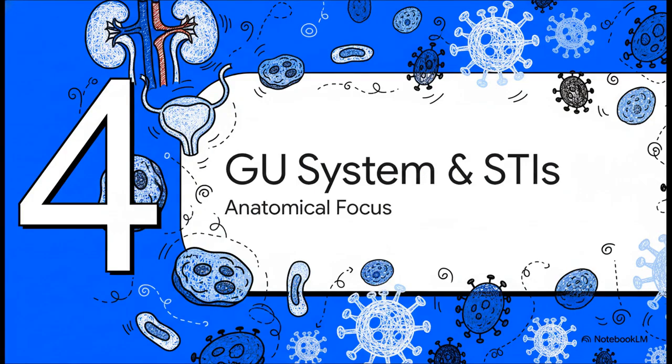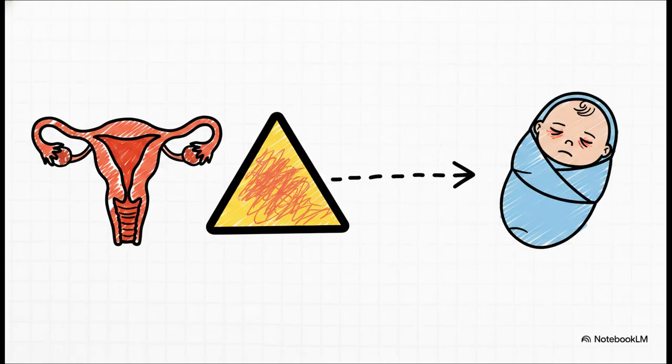Moving down the body, we hit Section 4, the GU system and STIs. This is our shift in anatomical focus, pivoting straight downwards to the genitourinary system. So, bacterial STIs like chlamydia and gonorrhea are incredibly common, but the real danger lies in when they go undiagnosed. And that happens a lot because they are often completely asymptomatic. For females, untreated infections carry some devastating silent consequences. We're talking pelvic inflammatory disease, life-threatening ectopic pregnancies, and even permanent infertility.